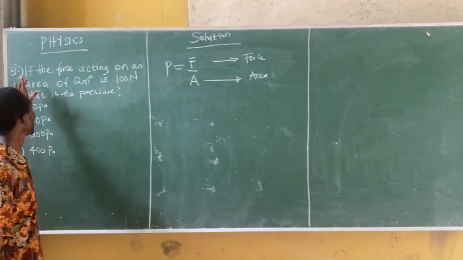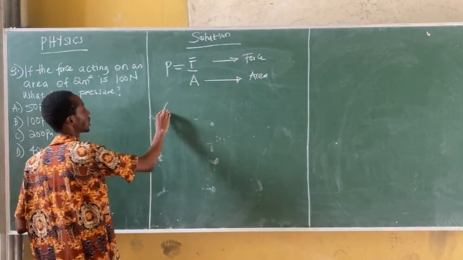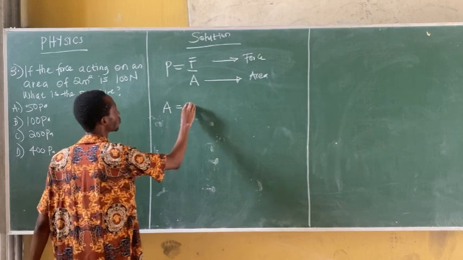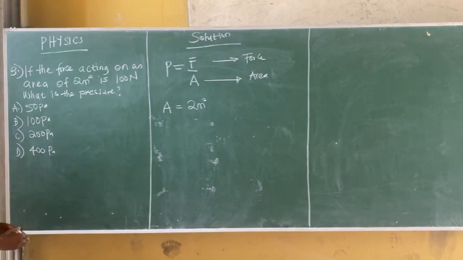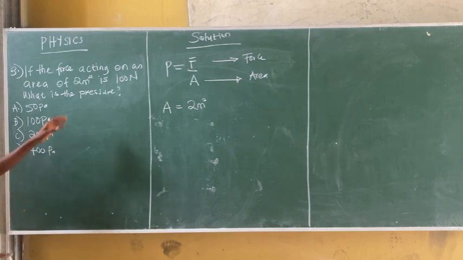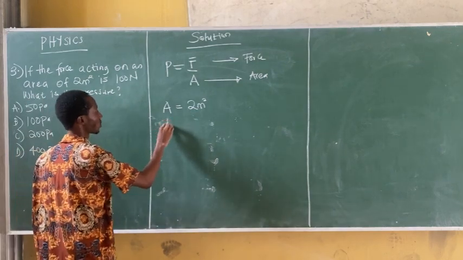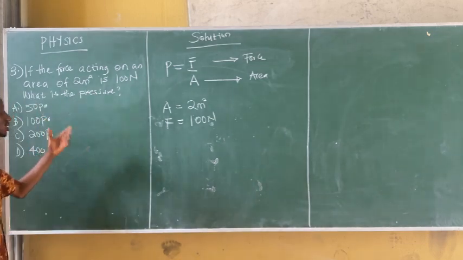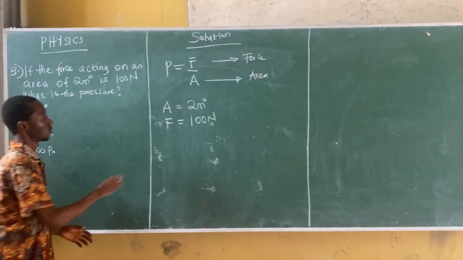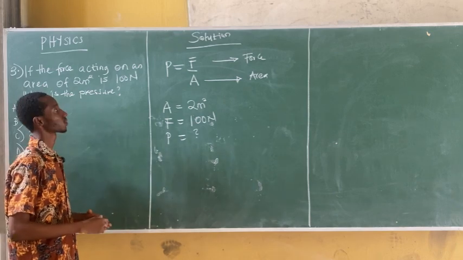From the question, it says the force acting on an area of 2 meters squared, so we have area A equal to 2 meters squared. The force acting on that area is 100 newtons, so they gave us force F to be 100 newtons. They ask, what is the pressure? P, we don't know P. We should find P from the question.